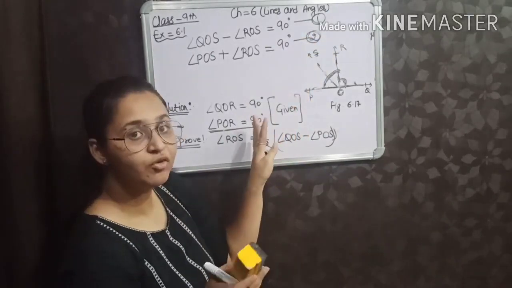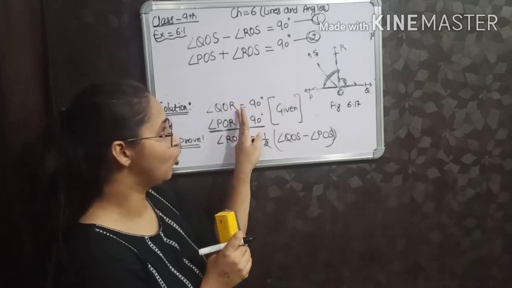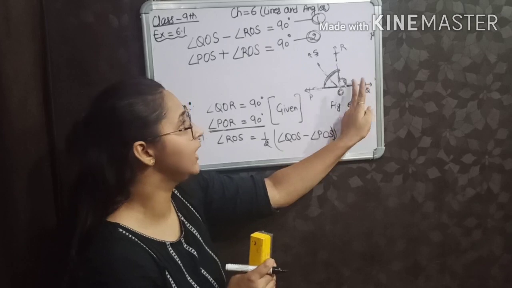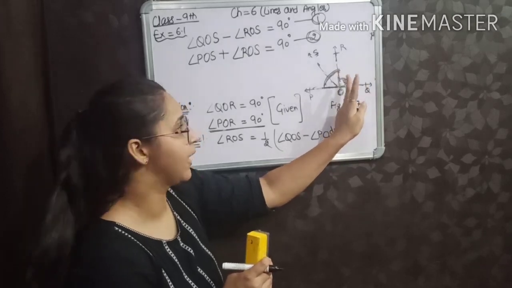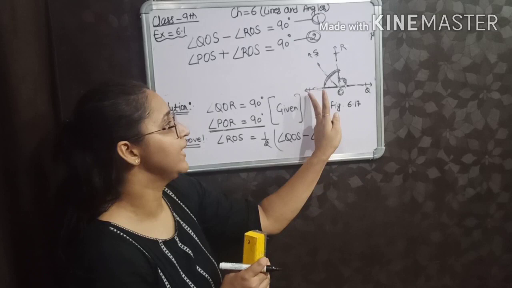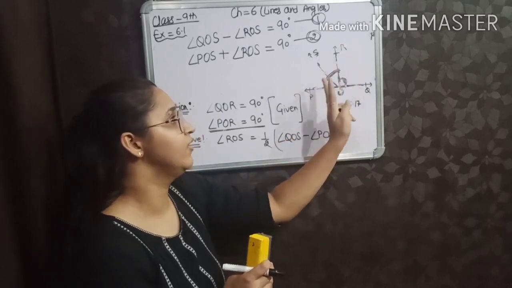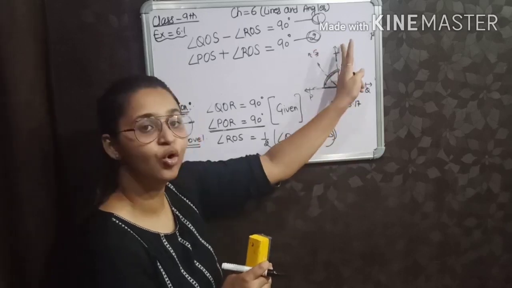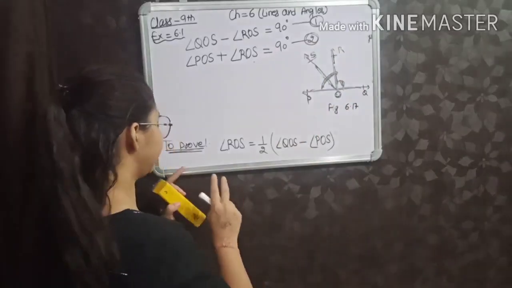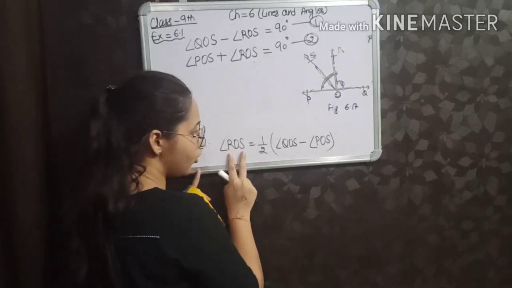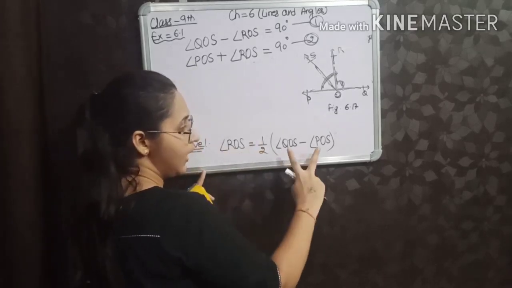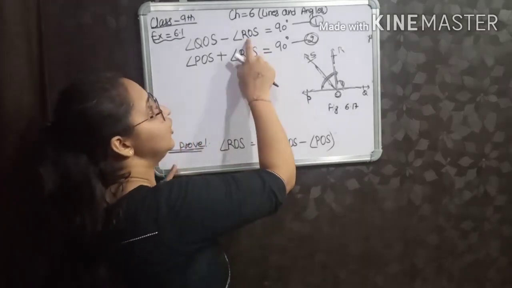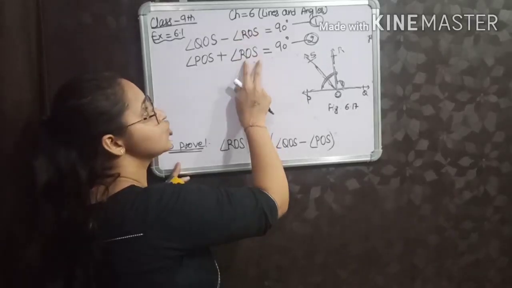Understand what we are doing? In place of angle QOR, I am taking first this complete angle and then subtracting this part, so I get this part. And in place of POR, this angle is made up of these two angles, so I can add POS plus SOR, or ROS. Now we have to prove that angle ROS is equal to 1 by 2 of this value. So first of all, we will evaluate the value of angle ROS from these two equations.